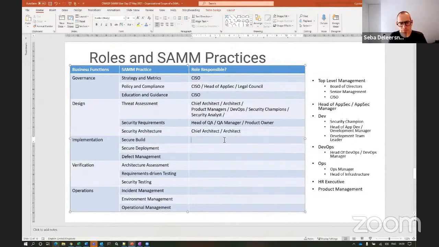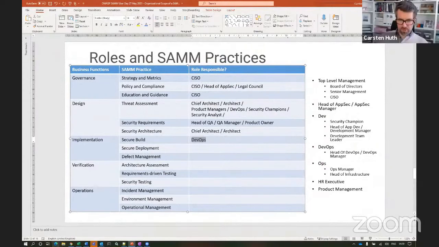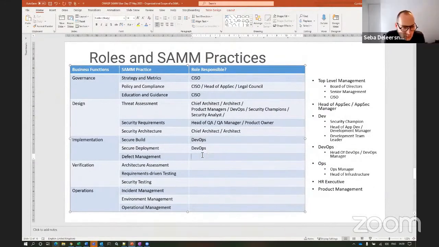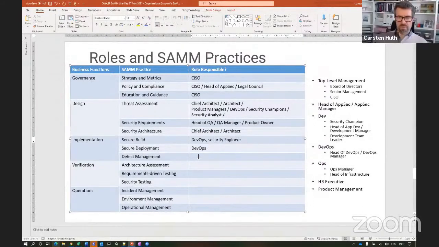I think secure build, secure deployment, Timo already mentioned DevOps from the beginning. Quite early, right? Yeah, I think that's quite clear, exactly. Divi Shri also puts security engineer for secure build. Okay.